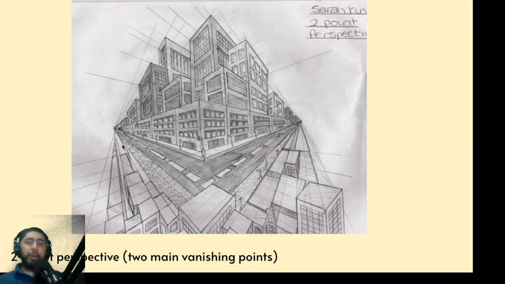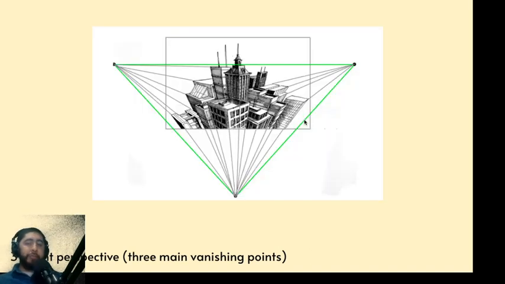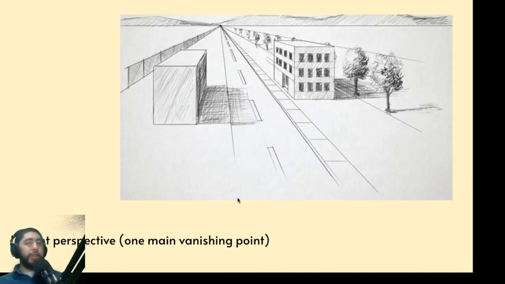There's 1 point here and 1 point here. So these lines on the left side of the building are pointing towards this, and on the right side of the buildings, they're pointing towards this. And in 3 dimensions, the top and bottom points converge down here. So this is 3 main vanishing points. I'm going to show you again.